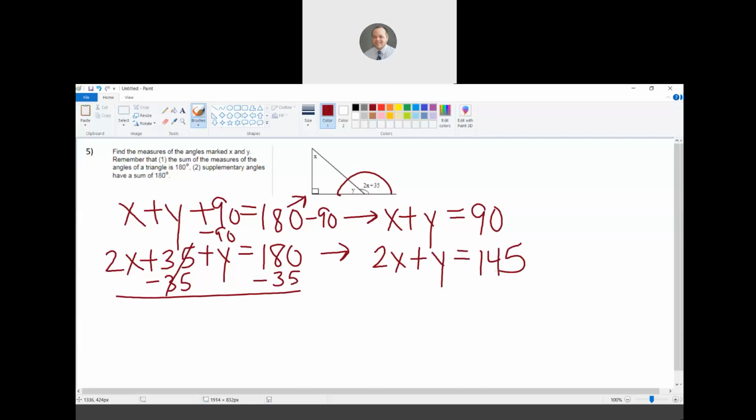At this point, use any methods you prefer. I'm using the elimination method, and it's probably easier to try and get rid of the y's. But to get rid of the y's, we must have opposite signs. So multiply the first equation by -1.